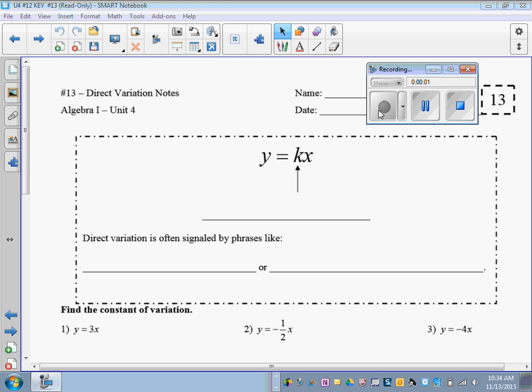All right, today we're talking about direct variation. Has anyone heard of that phrase before, direct variation? I wouldn't expect you to know it. I don't think you've done it yet.